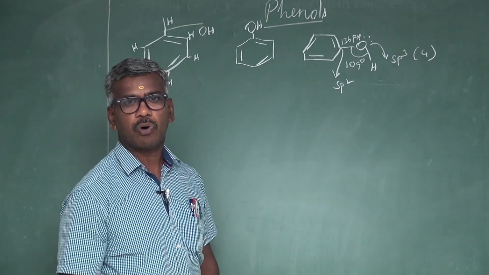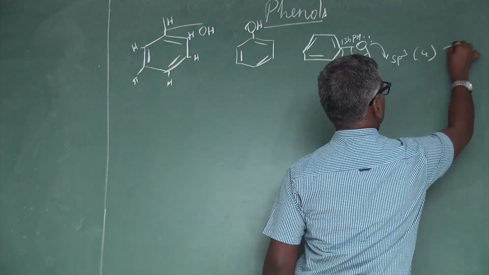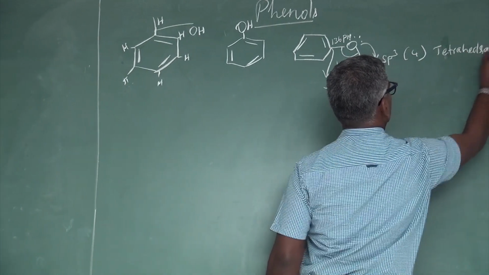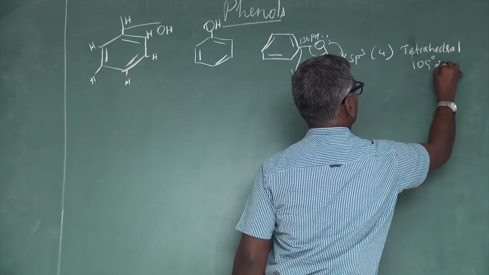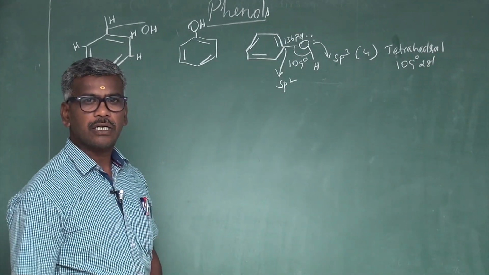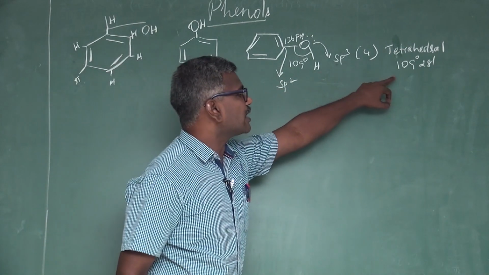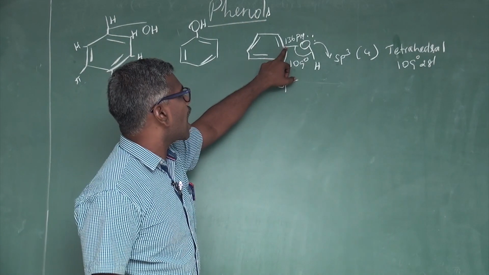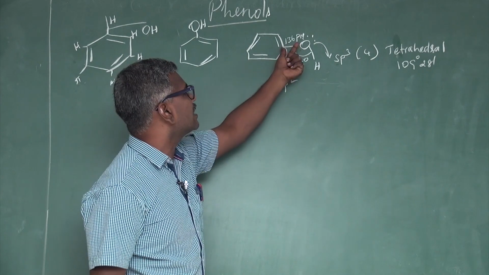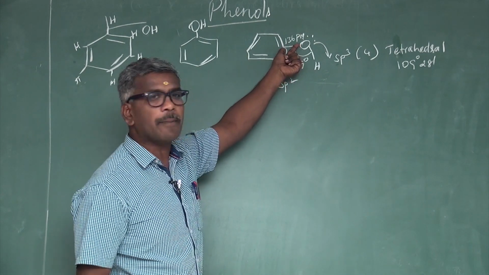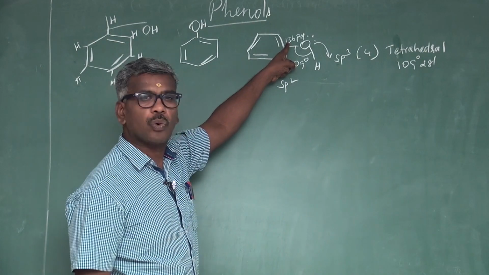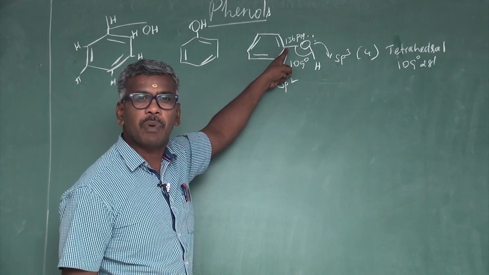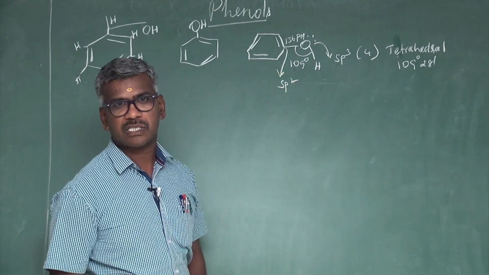4 means tetrahedral, bond angle is 109 degrees 28 minutes. Here the bond angle is comparatively normal, 109 degrees. Why? Because the bond between the carbon of the benzene nucleus and oxygen is very short compared to alcohol. This bond length is 136 picometer. Why? Because the lone pair is involved, giving partial double bond character due to resonance stabilization.